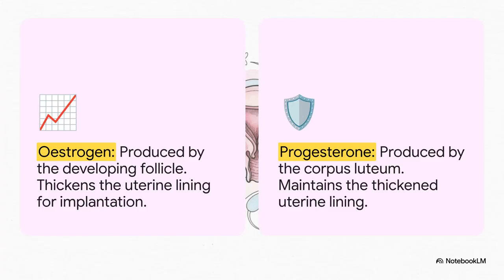And in response to those signals, the ovary starts making its own hormones. As that follicle grows, it pumps out estrogen. Estrogen's job is to tell the uterine lining to build itself up, to get ready for a potential pregnancy. Then, after ovulation, what's left of the follicle, now called the corpus luteum, starts producing progesterone. And that hormone's job is to maintain that thickened lining, keeping it a welcoming place for implantation.